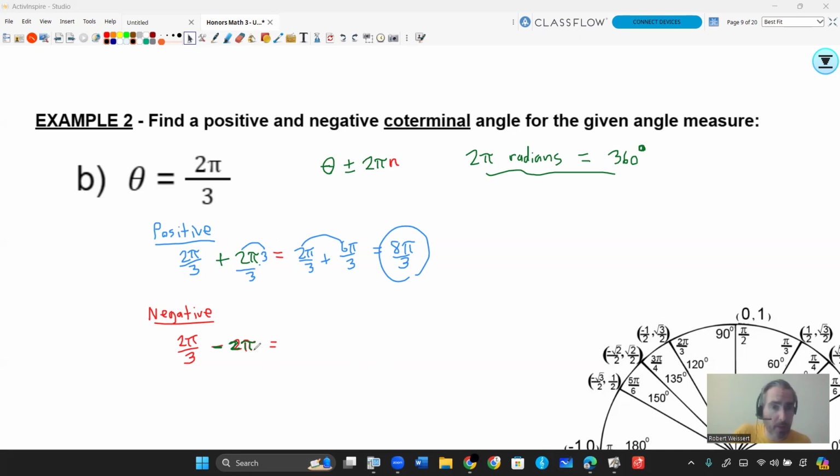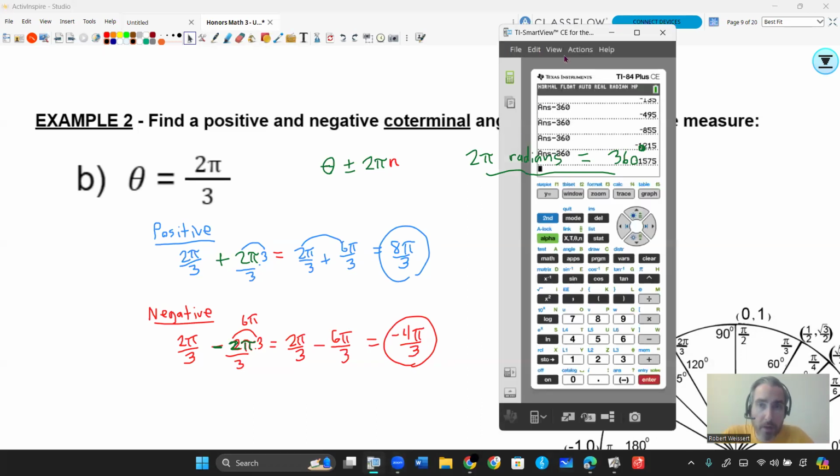Same thing with the other one. We want to get a common denominator. So again, just tack a 3 there. That's going to be 6 pi again. So 2 pi minus 6 pi is going to be 2 pi over 3 minus 6 pi over 3. And that's going to be negative 4 pi over 3 radians. So that's how to do it without necessarily needing to convert it to degrees.